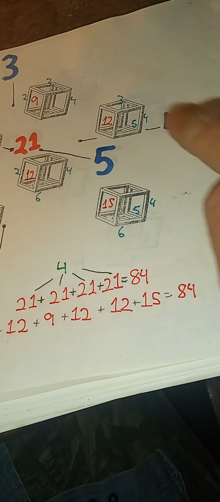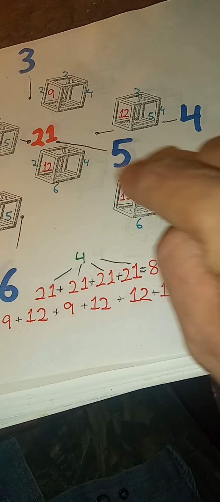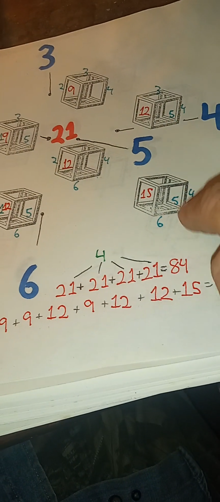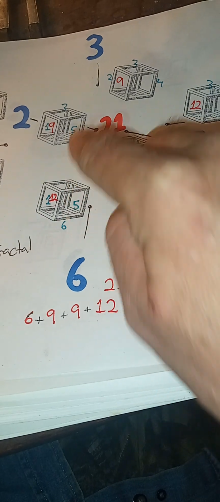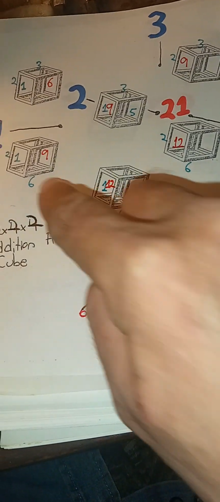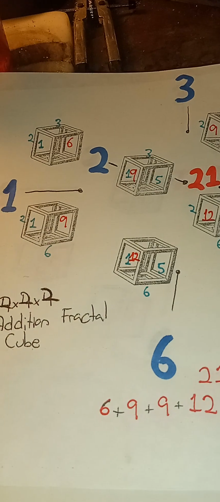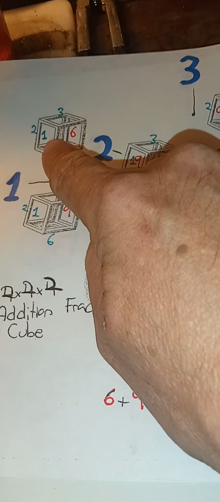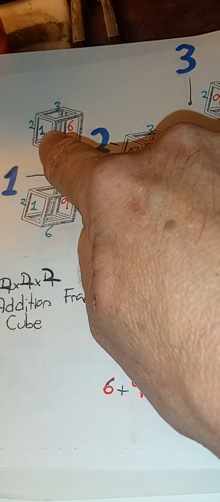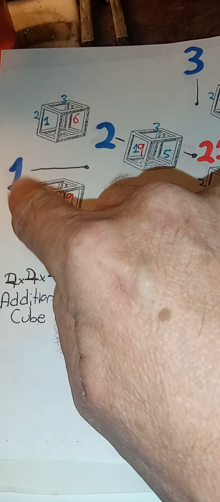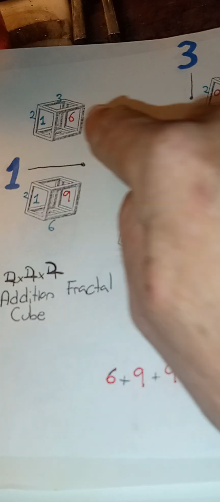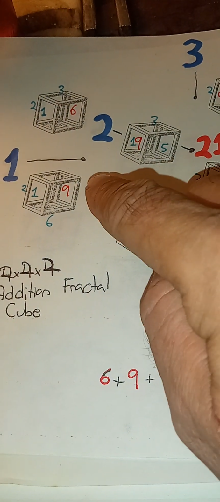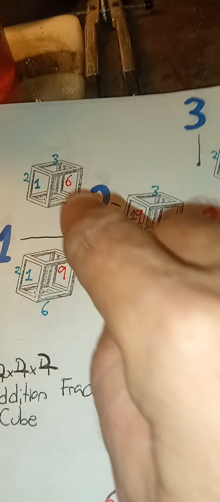Separate the 4 into 4 4s back here. And the 4 5s in the front. The 4 6s on bottom. And you add those fractal primary numbers. I call them fractal because they're not a whole number, they're fractalized. And then you add, in this instance, this is an addition fractal cube.